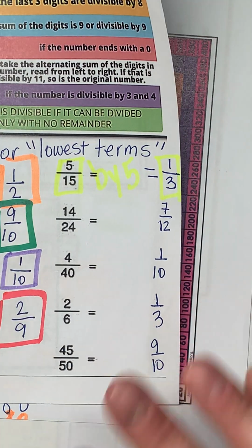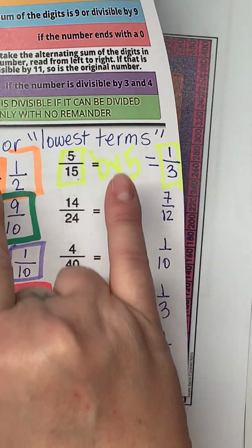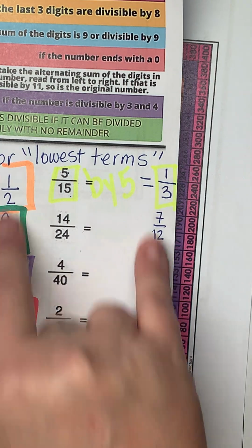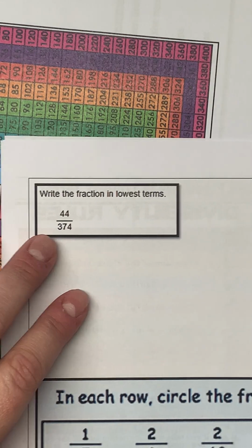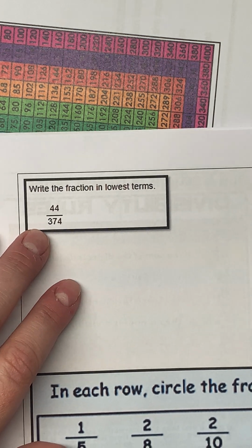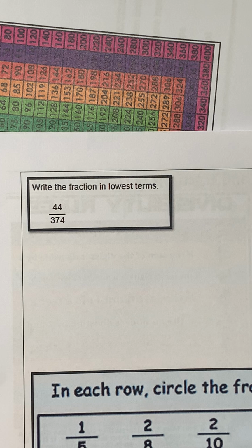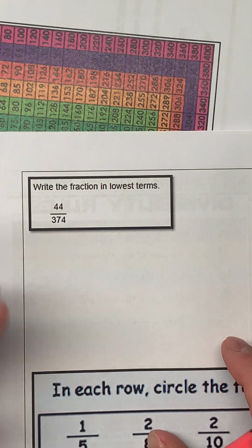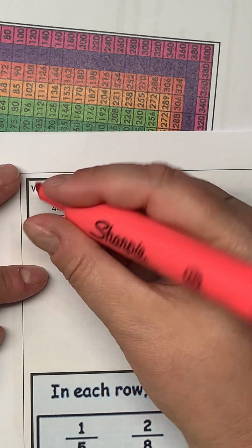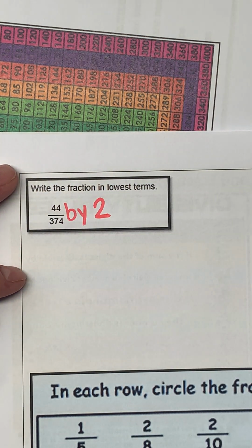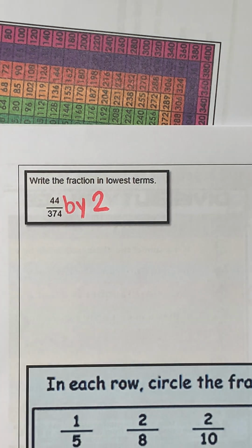Okay, I think the next thing we're going to do is what we just did, where we're trying to go lower, but we're going to go lower with freakishly big numbers. Okay, so this is what your homework looks like. It says write the fraction in lowest terms. Well, let's see here. I know it's even, so you can divide them by 2. Let's go ahead and divide them by 2. See what we get.